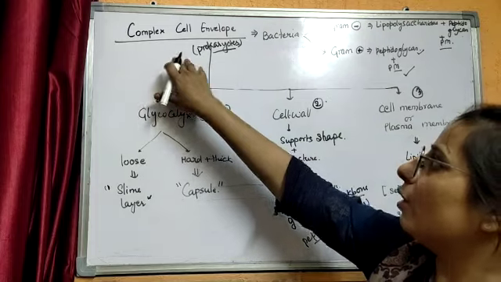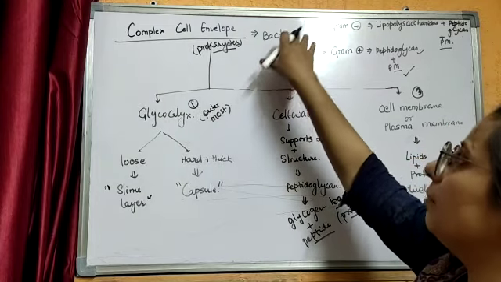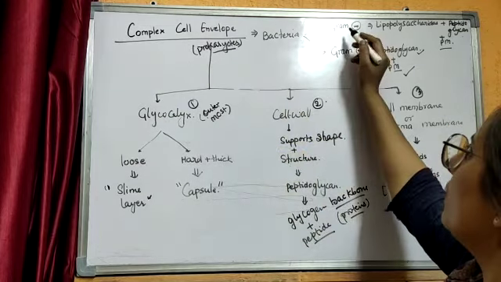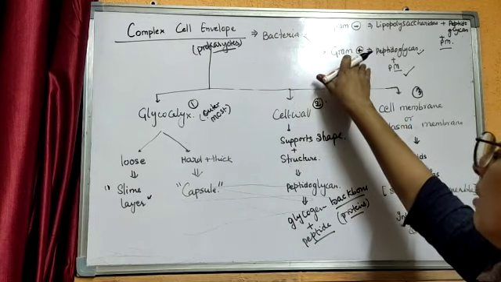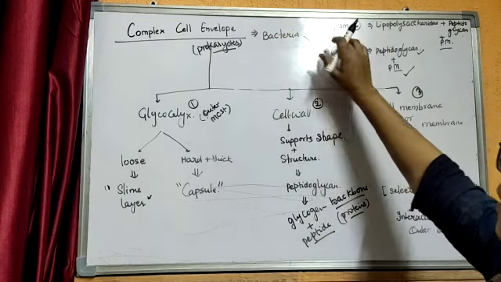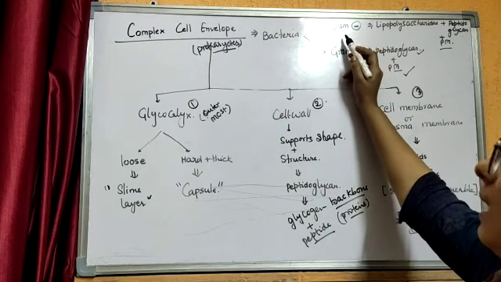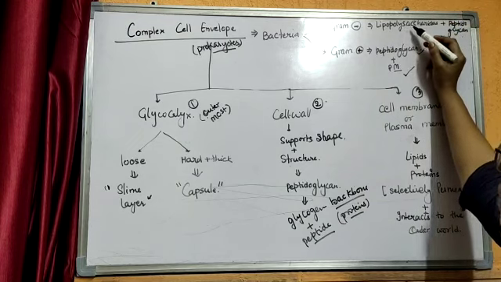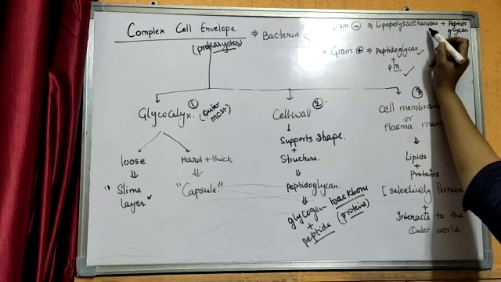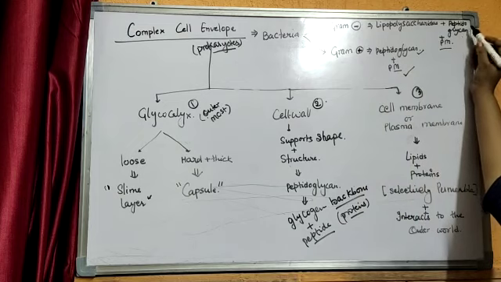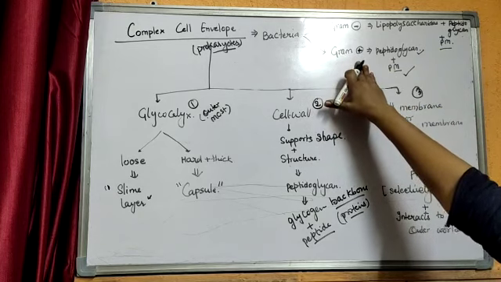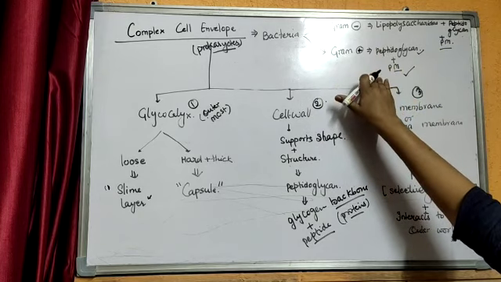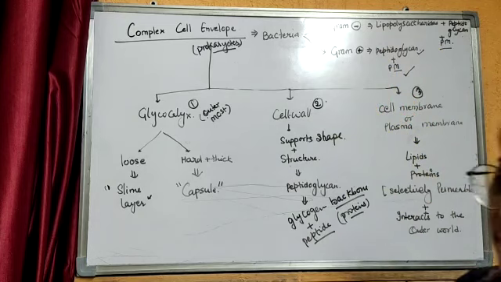On the basis of this complex cell envelope type, bacteria can be divided into two types. The first is gram-negative and the second is gram-positive. Gram-negative bacteria don't retain the gram stain, and they have three coverings. The outer covering is made up of lipopolysaccharide, the inner one is the peptidoglycan, and the innermost is the plasma membrane. Gram-positive bacteria only have peptidoglycan and plasma membrane, and they take the gram stain.